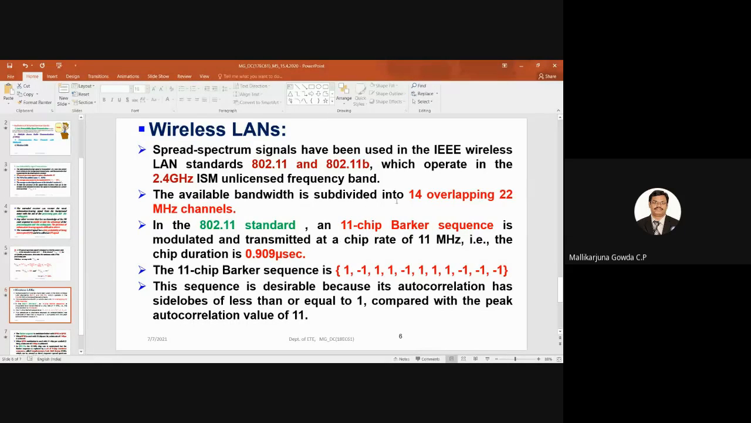So I am saying what is the Barker sequence used here. The 11 chip Barker sequence is 1 minus 1 1 1 minus 1. So here minus 1 is nothing but a 0. Okay. This is a binary sequence. Okay. 1 minus 1 1 1 minus 1, then triple 1, then triple minus 1. Okay. So this is the Barker sequence used in the 802.11 standard.